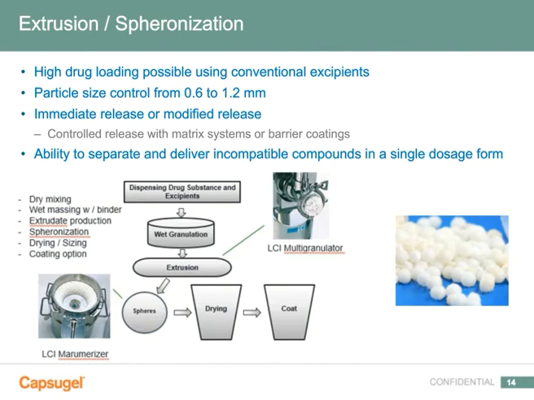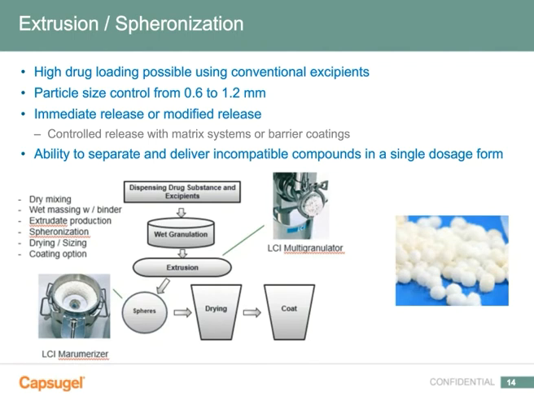Extrusion spheronization is a technique that allows for really high drug loadings, and those high drug loadings are used with unconventional excipients. It allows for excellent particle size control, with particles ranging from about 0.6 millimeters on the low end up to about 1.2 millimeters. Both immediate release and modified release systems are possible with this technology, and controlled release can be achieved both through matrix formulation systems and through barrier coatings.